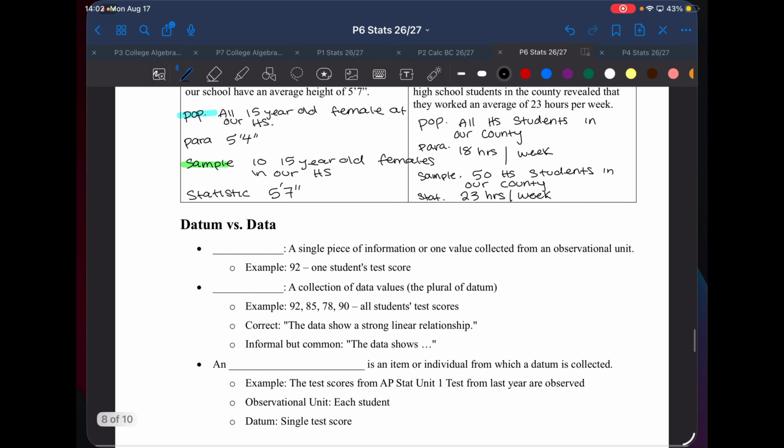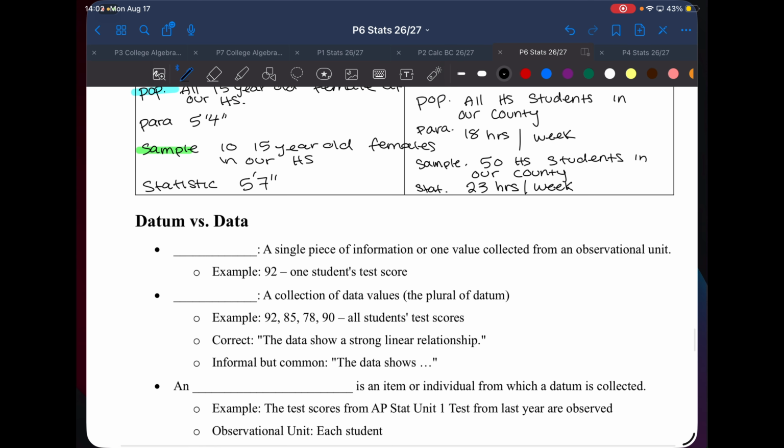Okay, so let's go ahead and learn more vocab. So we have 2 words. We have datum and we have data. So datum, this is actually new for this CED, for this course, is a single piece of information. It's one value from an observational unit. For example, if I was to ask someone randomly in here what they got on their last test, the answer that they would give me would be called a datum. Okay, one individual piece of data.